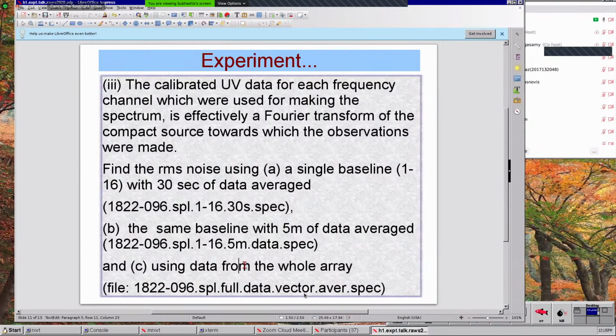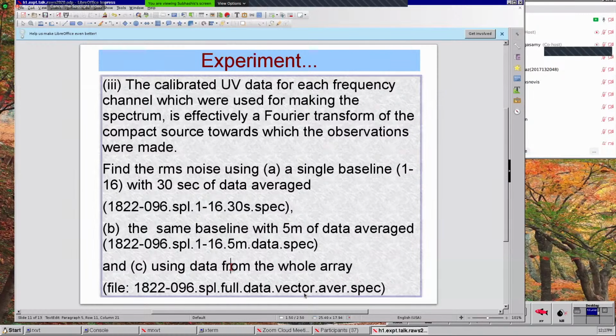For one baseline, as shown above, with 30-second data in the time domain, when you average for 5 minutes of the same data set, since 30 seconds is half a minute, you get almost 10 data points, and you expect a factor of 3 improvement in RMS noise. And here, using the same data sets during the full observation period, which I think is about half an hour or so.